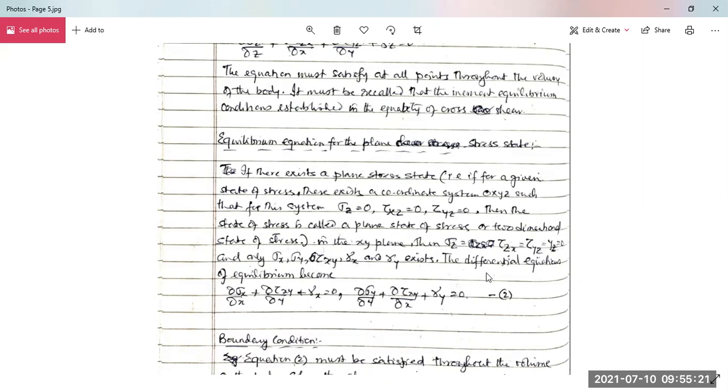These differential equations thus become only with sigma x, sigma y, tau xy, gamma x and gamma y: del sigma x by del x plus del tau xy by del y plus gamma x is equal to 0, and del sigma y by del y plus del tau xy by del x plus gamma y is equal to 0. The equations containing sigma z and the other tau zx and tau zy vanish. So this is the equilibrium equation in a plane only, not in three dimensions.